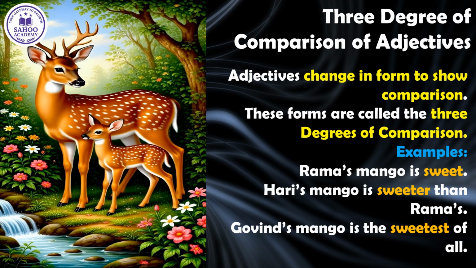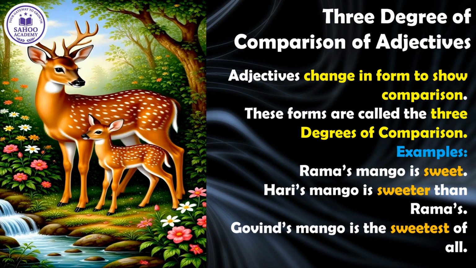First, Rama's mango is sweet. Here we are only describing one mango, so this is the positive degree. Next, Hari's mango is sweeter than Rama's. Now we are comparing two mangoes and we use sweeter. This is the comparative degree.